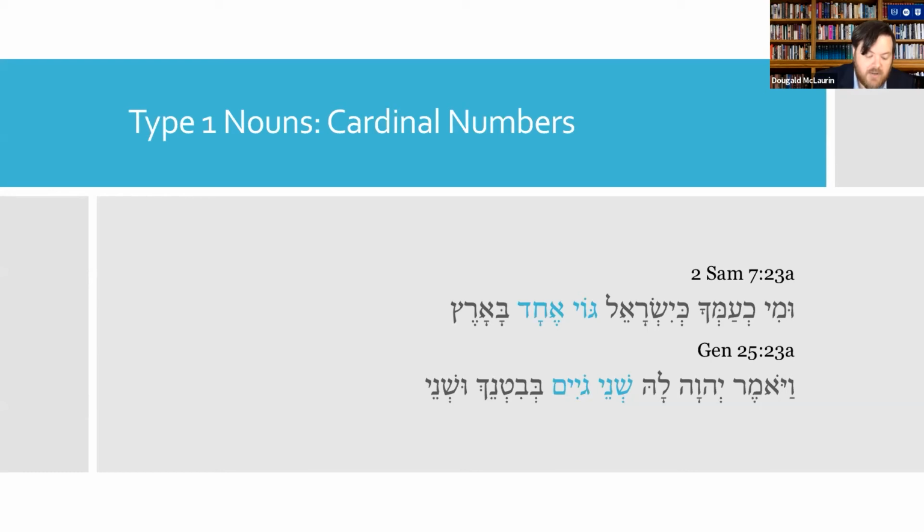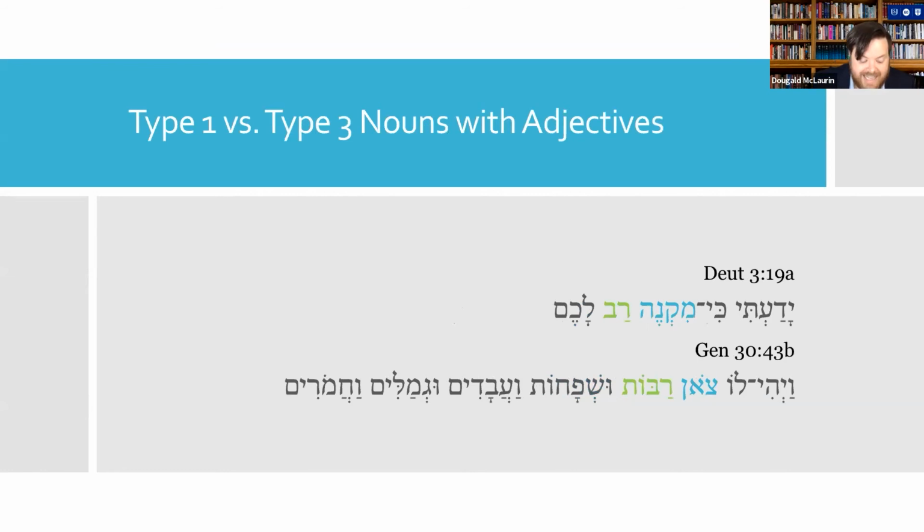Using the same adjective, compare the examples of type 1 and type 3 nouns side by side. Notice the type 1 noun mikneh alongside the type 3 noun zone here. We see the same exact adjective being used. In Deuteronomy 3:19, it's with mikneh and it's singular rav. And in Genesis 30:43, we see zone with ravot. So we see the plural form of this adjective modifying a singular form collective noun. The type 1 collective mikneh maintains the agreement between the adjective and the noun. The type 3 collective noun zone, however, shows the disagreement with the adjective.